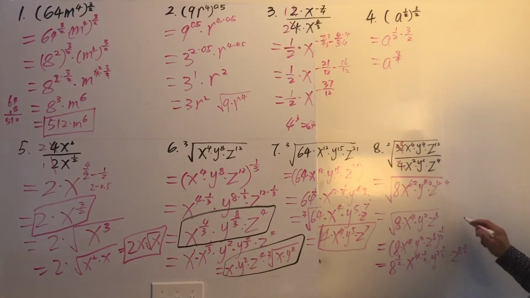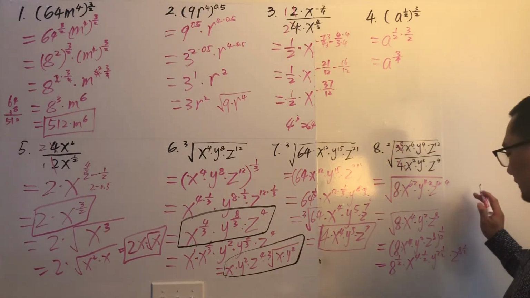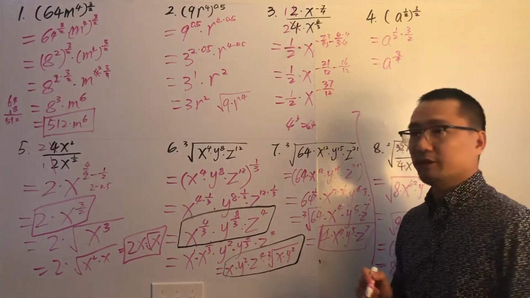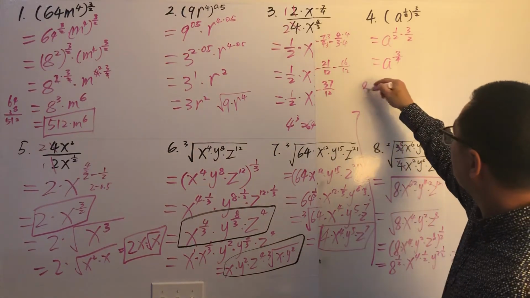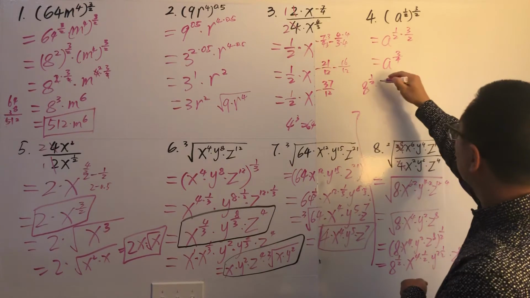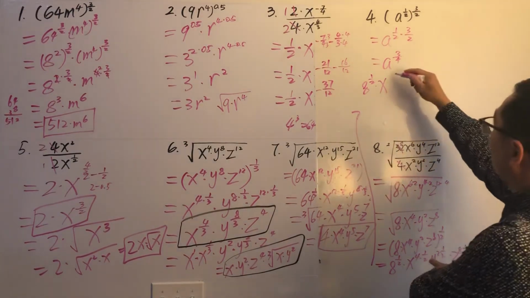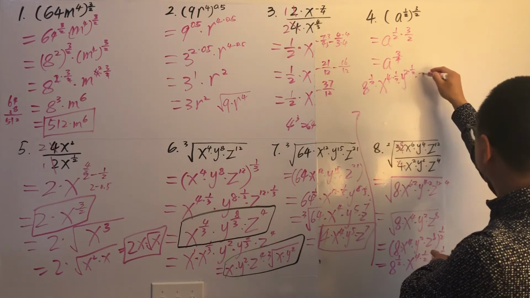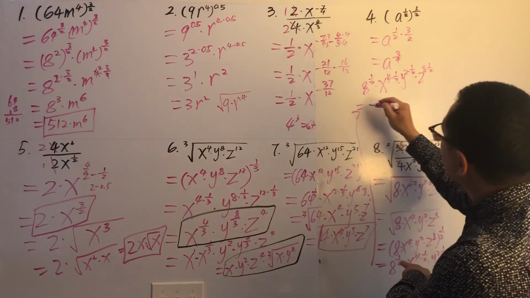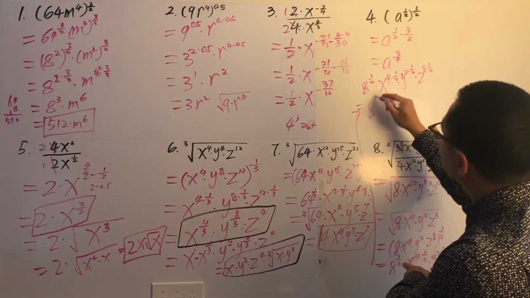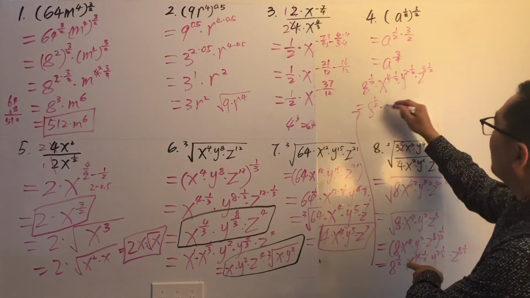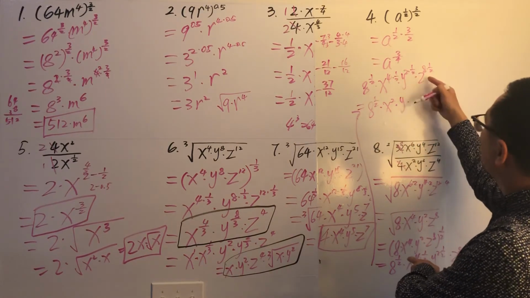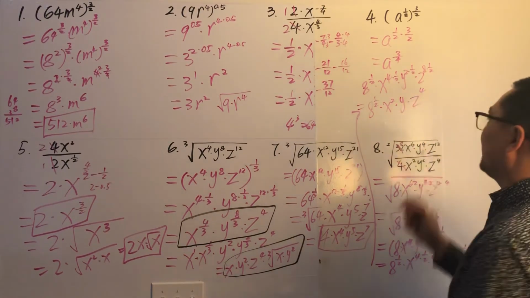Okay, now I don't want to write it this way because my board is not big enough. So now 8 to the 1/2 times x to the 4 times 1/2 times y to the 2 times 1/2 times z to the 8 times 1/2. So that means 8 to the 1/2. So x to the 4 times 1/2, that means x squared, right? 4 times 1/2 is 2. So y to the 2 times 1/2, that means y. 8 times 1/2, that means 4, okay?